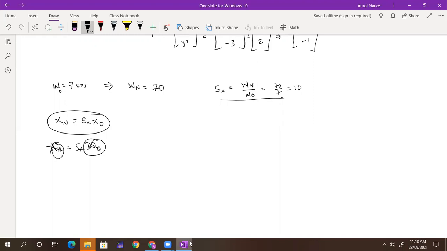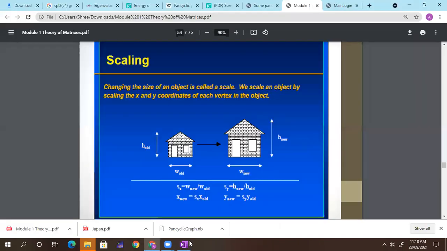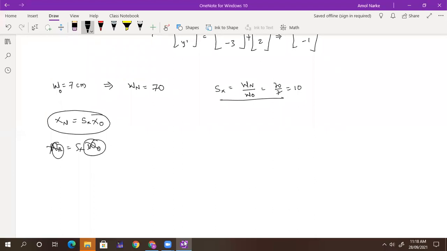Similarly for y, that is the height, the y axis. Initially I have y here, so I kept y as it is. I just enlarged that y by multiplying it by some number. So now I have two equations for scaling.